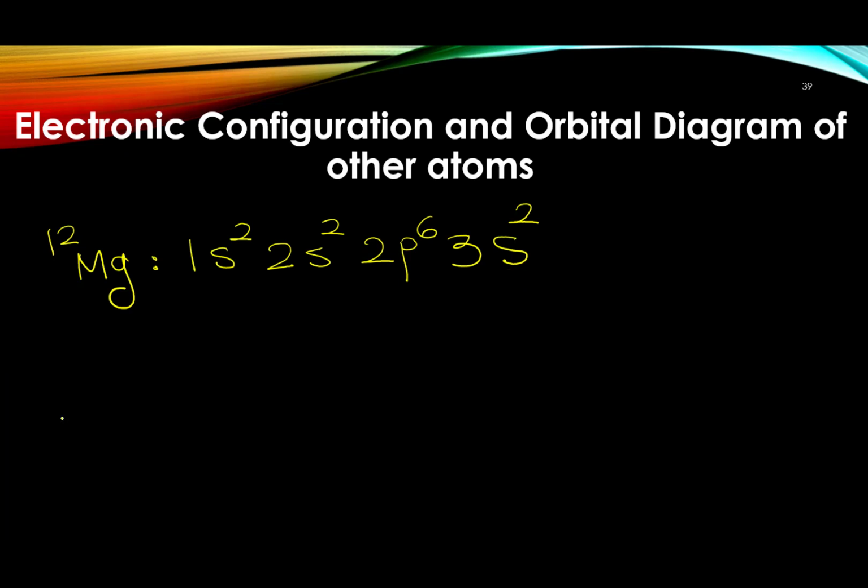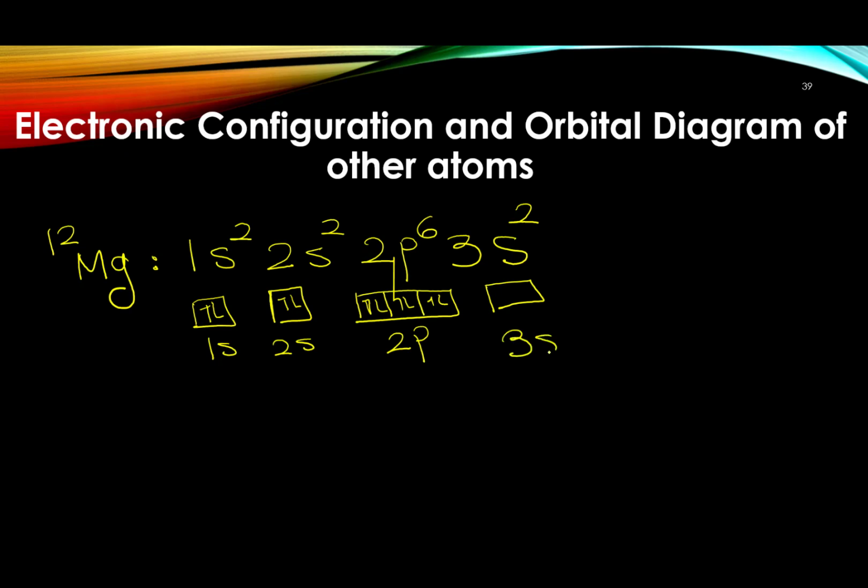Now let's do the orbital diagram. Okay, 1s2, 2s2, 2p6, and 3s2. Okay, this is the orbital diagram for the magnesium atom. Okay, now let's do it for sulfur, which is 16.